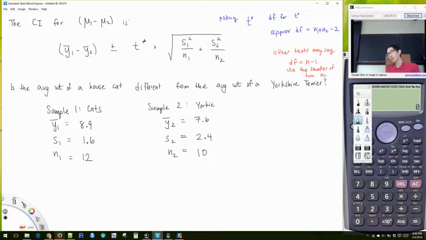If you have a computer, it will do the more complicated approximation formula, which is pretty good, so you don't have to worry about it. But if you're going to look up values in the table yourself, we will use n1 plus n2 minus 2. Okay, so go ahead and take a couple minutes and create a confidence interval for the difference between the average weight of a cat and average weight of a Yorkshire Terrier.